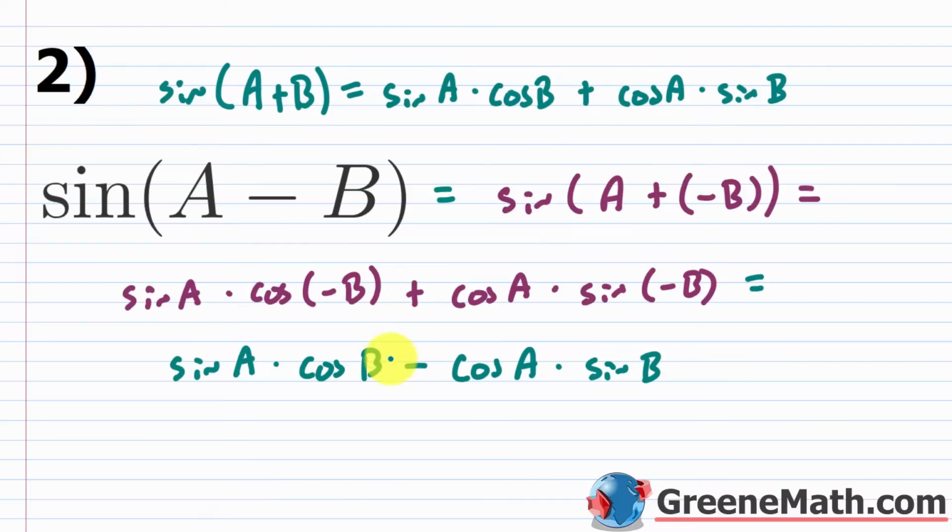The only change is in the sign, right? This is a plus and this is a minus. So you just have to remember, if you have the sine of a minus b, this is a minus, right? So the same signs. Then if you have the sine of a plus b, you have a plus here, right? So it's always going to be the same signs. If this is a plus, this is a plus. If this is a minus, this is a minus.